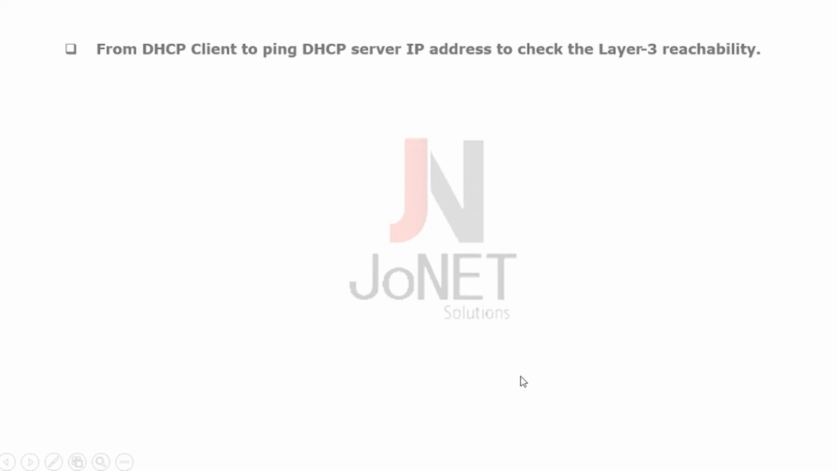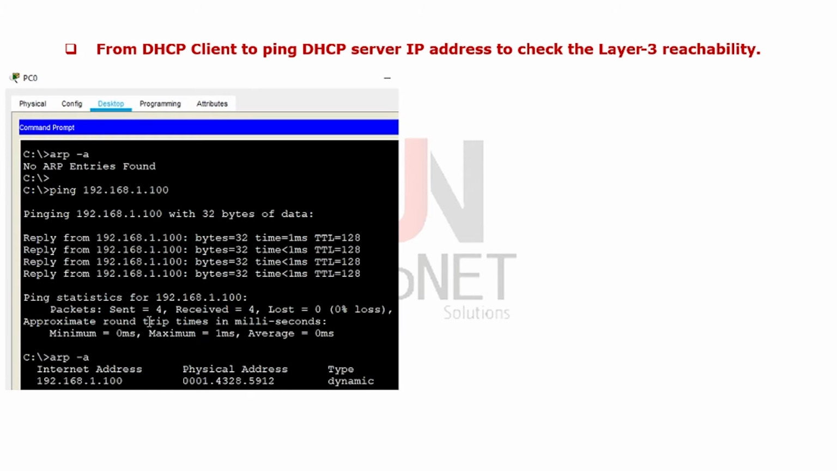From the DHCP client, try to ping the DHCP server IP address to check the layer 3 reachability. From the client PC0, I am trying to ping. Earlier no ARP happened, so without an IP address, definitely we cannot ping. Now we can get the IP address. Now we try to ping the server IP address, that is 192.168.1.100.